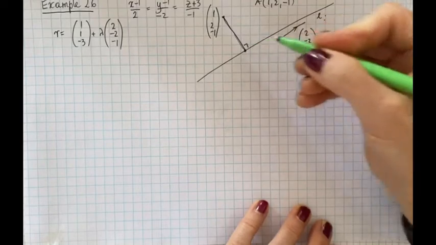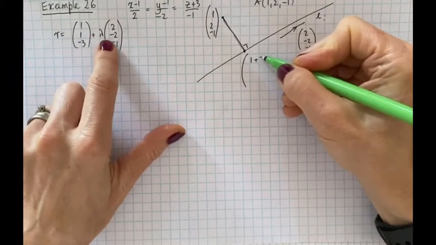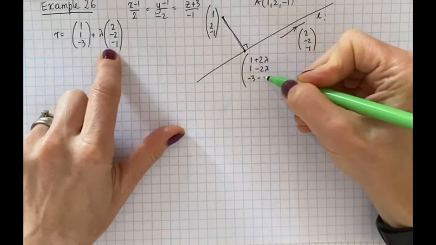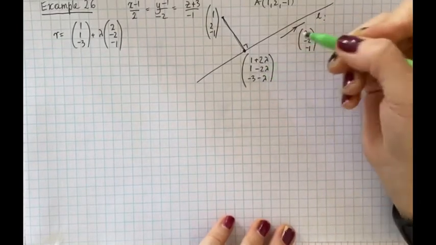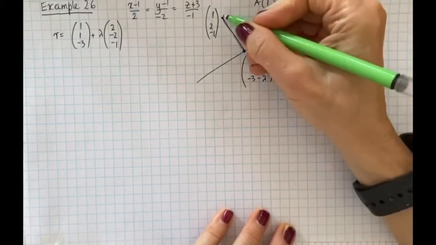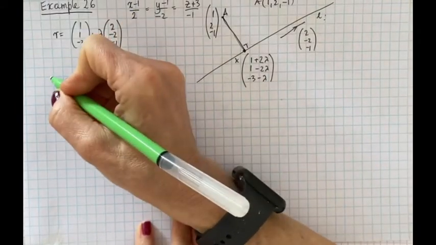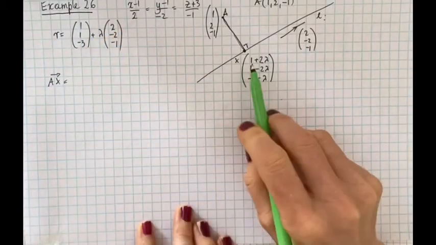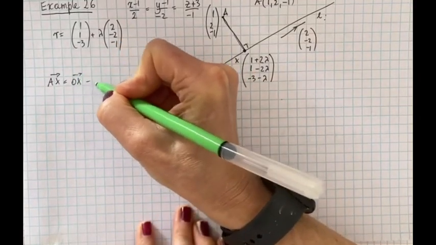So a general point on that line is simply 1 plus 2 lambda, 1 minus 2 lambda, and minus 3 minus lambda. So there is a lambda that will take you to that point. And that's what we are going to try and find out. So let's find the vector. Let's call that AX, or XA, it doesn't really matter. So we're going to go for AX. So it's going to be end minus the beginning. So it's OX minus OA.